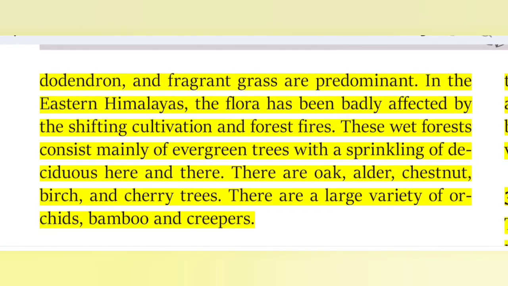In the eastern Himalaya का जो part है, the flora has been badly affected by the shifting cultivation and forest fires. This wet forest consists mainly of evergreen trees with a sprinkling of deciduous here and there. They are oak, alder, chestnut, bark and cherry trees. There are a large variety of orchids, bamboo and creeper.